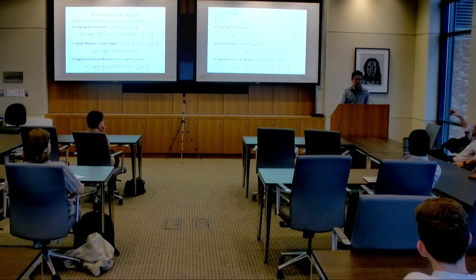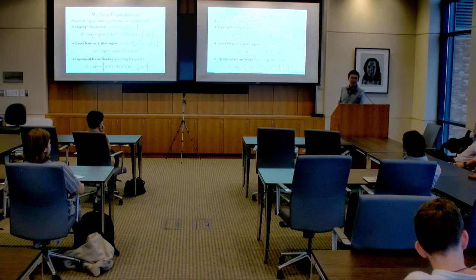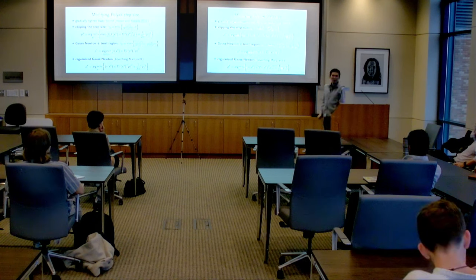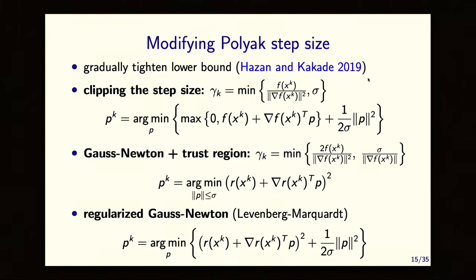Any questions? I'm confused between the last two. It seems like with the trust region, you're saying the gamma k for the Gauss-Newton trust region is the tightening. Yeah, I think we have not really looked into the detail of this one yet.